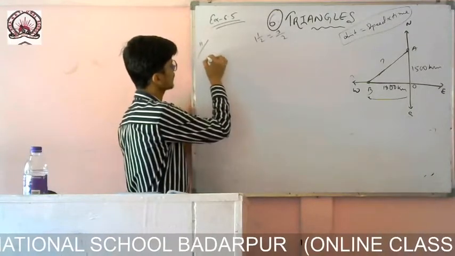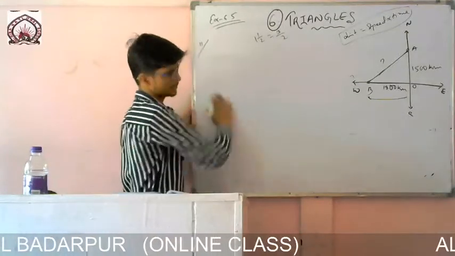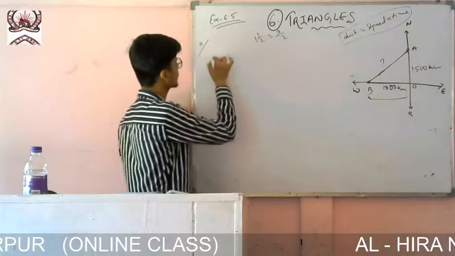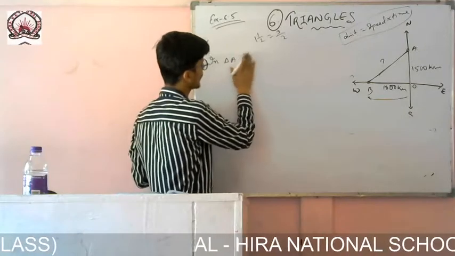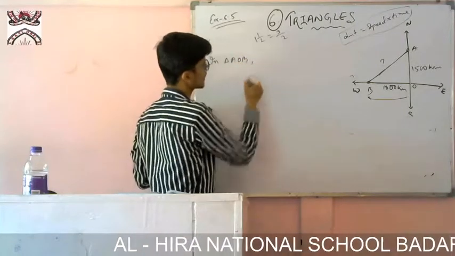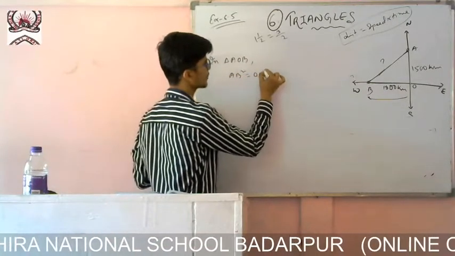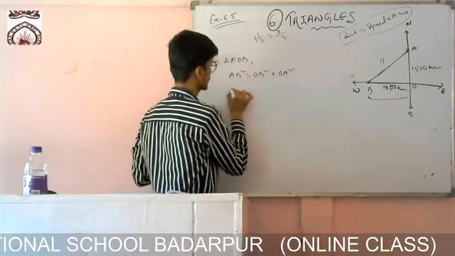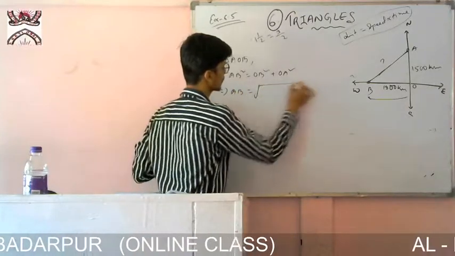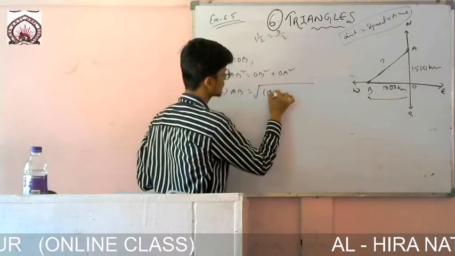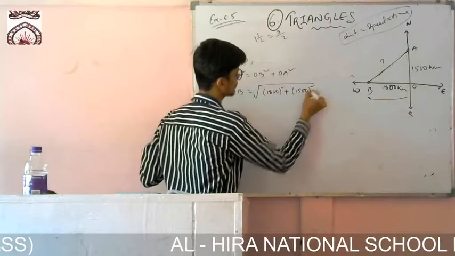We'll write the last line. You write like this: in right triangle AOB I can write AB square is equal to OB square plus OA square. So AB square is equal to OB, which is 1800 kilometer, square, plus OA, which is 1500 kilometer, square.